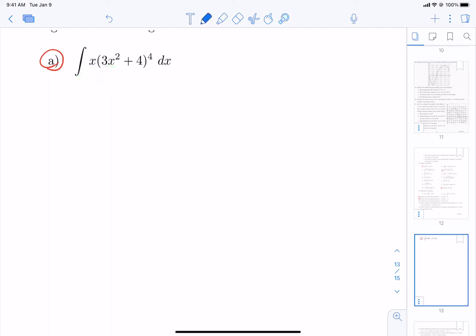So what is the u? Well, the u, 99% of the time, is going to be the thing trapped inside. So trapped inside of that fourth power is 3x squared plus 4. Now remember what we do. We take the derivative in terms of x. So this is du dx equals 6x.